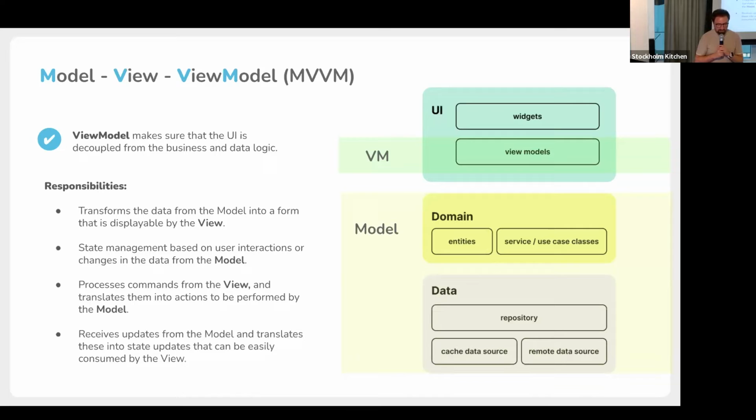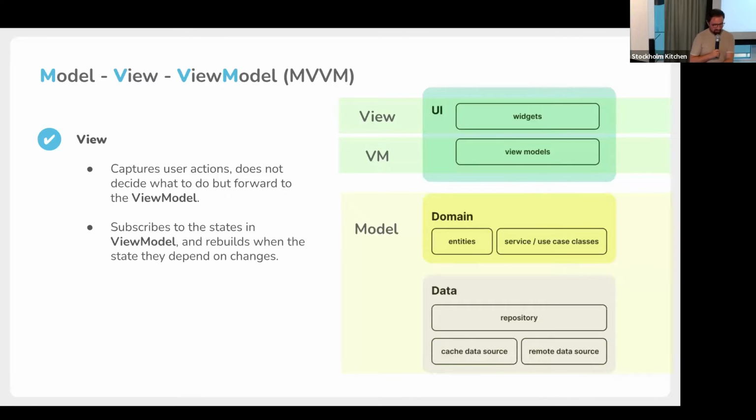Then we have the ViewModel. It makes sure that the UI is decoupled from the business and data logic. So it transforms the data coming from the model into a form that is easy to display by the view. And state management here is based on the user interactions and events, and data changes. The ViewModel processes the commands and then translates them to actions to be performed by the model. Then the ViewModel receives updates from the model and translates them into states so that we can show the widget tree.